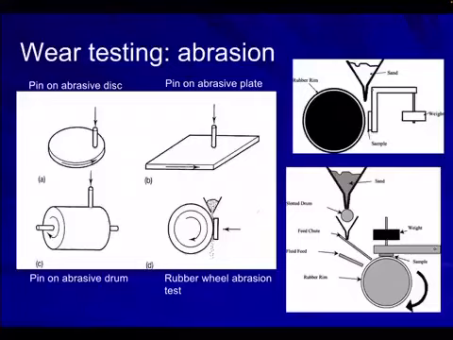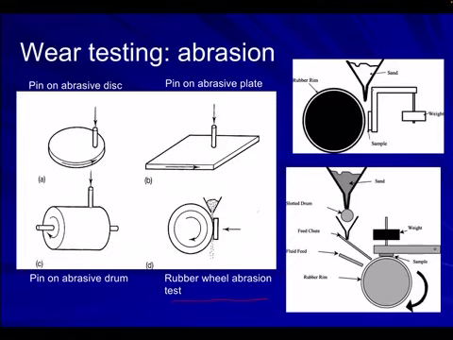Okay, so we're testing, and especially in regard to abrasion. So either there's a pin on abrasive disc or a pin on abrasive plate, pin on abrasive drum, or then a rubber wheel abrasion test. So that's the 4 different things that we can do.